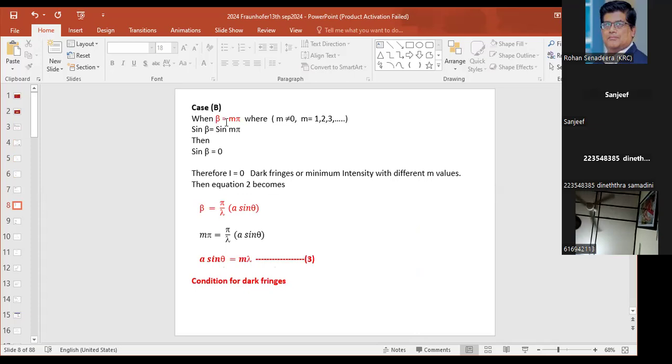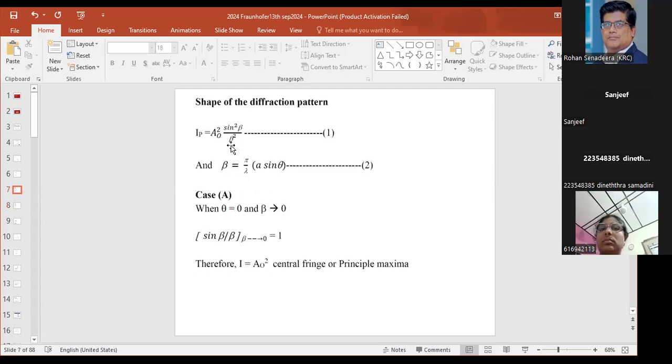Let's say when beta is equal to m pi. Now we are just thinking beta is equal to m pi, where m is equal to 1, 2, 3, 4, 5, 6 like that, but not m equal to 0. Now we can write, if you take the sine on both sides, sine beta is equal to sine m pi, right? So that means sine beta is equal to 0. If you put any value for m, 1, 2, 3, 4, 5, 6, any value, that goes to 0.